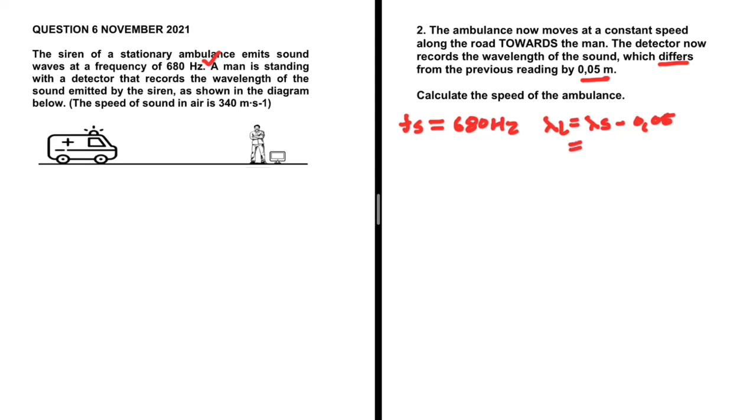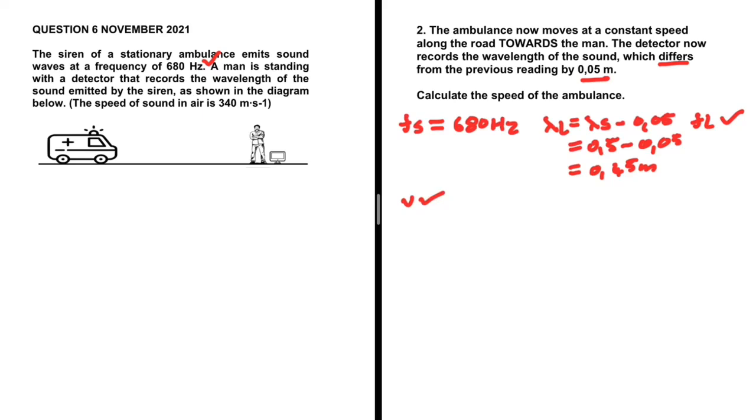Right. So the initial wavelength, we know that it was 0.5. So 0.5 minus 0.05 is 0.45 meters. So that is the wavelength that is experienced by the listener, which is detected by the detector, right? So from this wavelength, obviously, we can go ahead and find the frequency observed by the listener, right? What other variable do we have? We have V, the speed of sound in air. This is given to us, right?